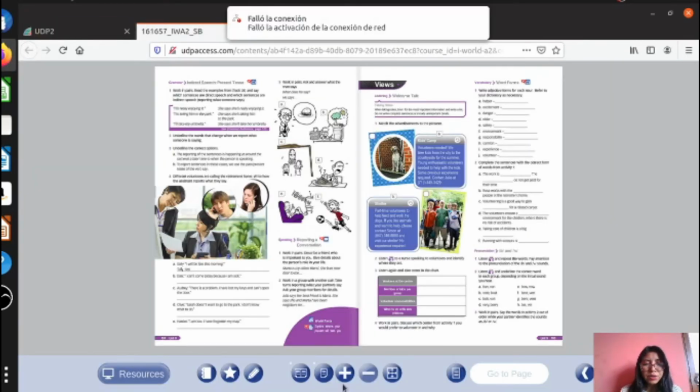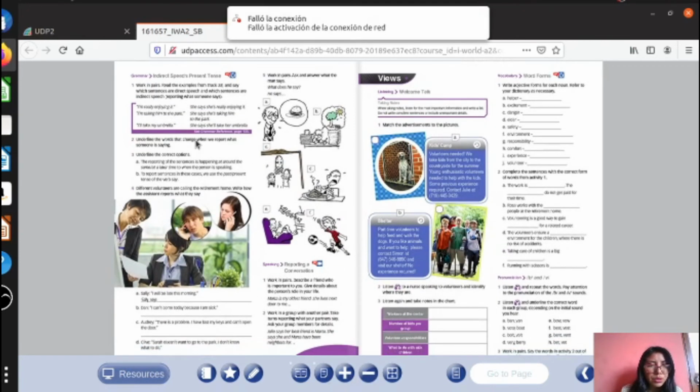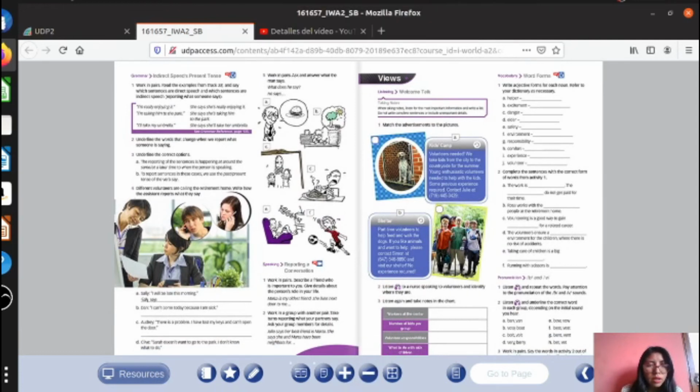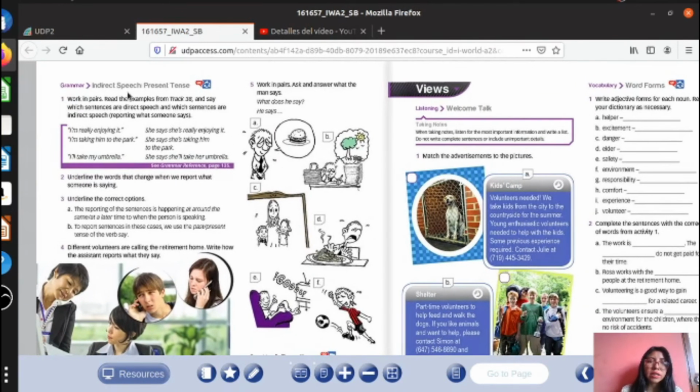On that page, you are going to do exercise number 1, number 2, number 3, number 4, and number 5, okay? I am going to explain, those exercises are related to indirect speech in the present tense. Okay, in exercise number 1, working page, read examples from track 88 and say which sentences are direct speech, or which sentences are indirect speech, reporting that something says. Okay, so you have to copy.